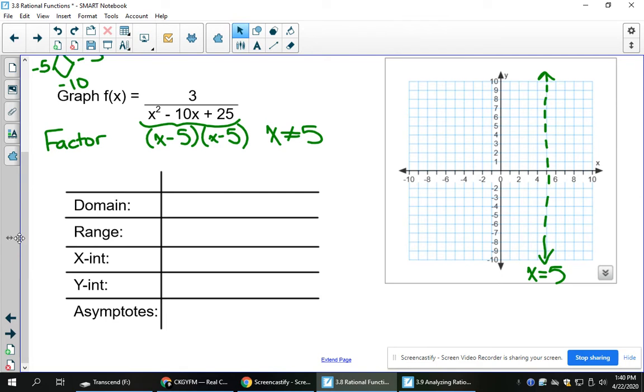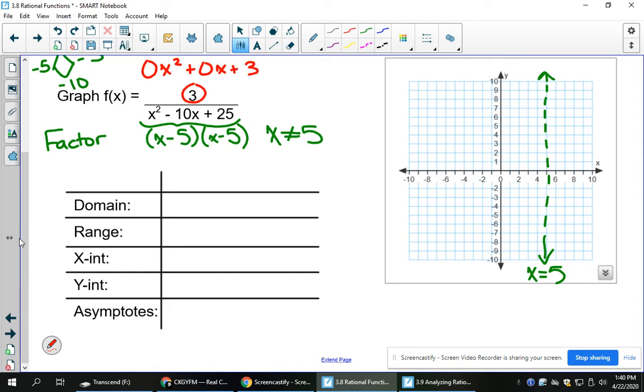Now we have to put in some extra terms on top so we can match the biggest degree on the bottom. The top just has a 3, but the bottom has an x squared. So the top here would be the same as writing 0x squared plus 0x plus 3. Now that I have all the terms written, I can go ahead and divide the coefficients on the biggest degree, x squared, to get my horizontal asymptote. So 0 divided by 1 is 0, and that's where my horizontal asymptote is for this one.